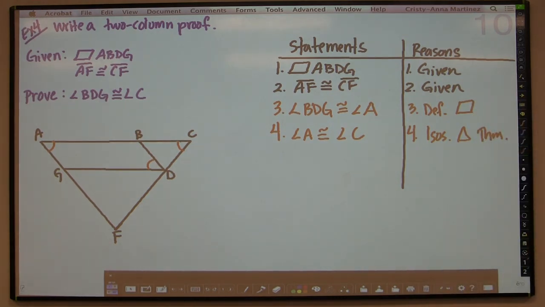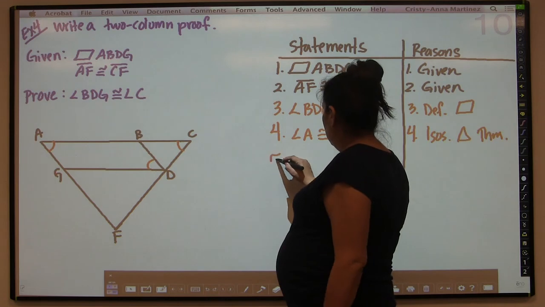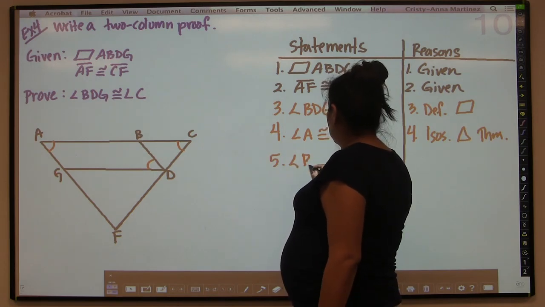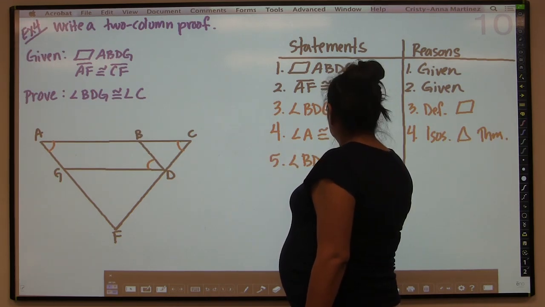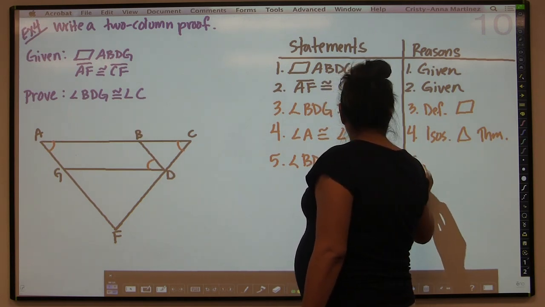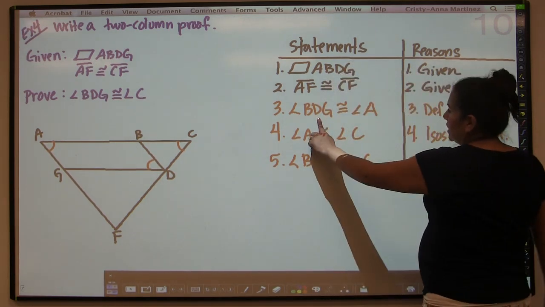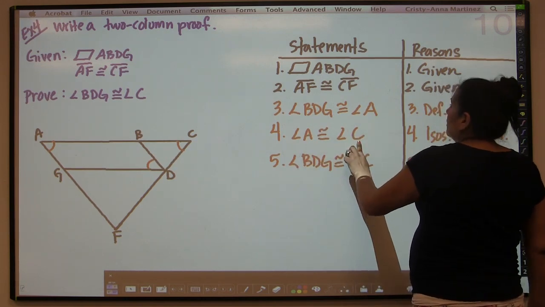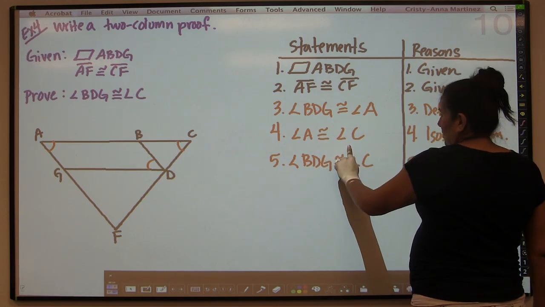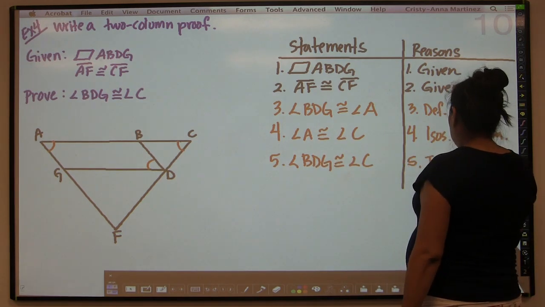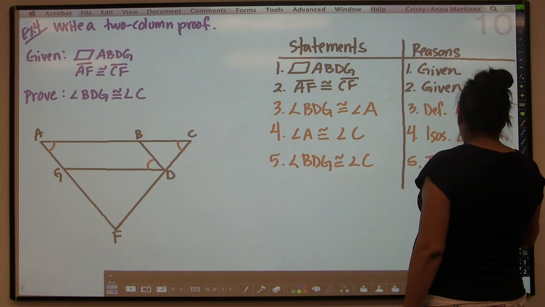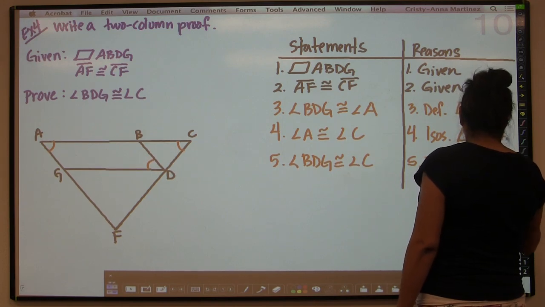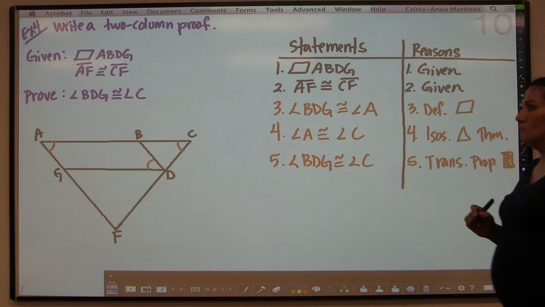And then we're almost done, because all we have to do now is prove our last step here, that angle BDG is congruent to angle C. So what we have is that BDG is congruent to angle A, and then in turn angle A is congruent to angle C. So that means that BDG must be congruent to angle C, and that is because of the transitive property. And just like that, you have proven what you set out to prove.